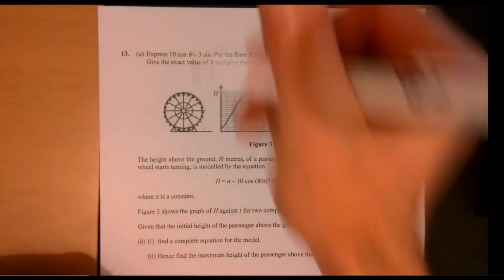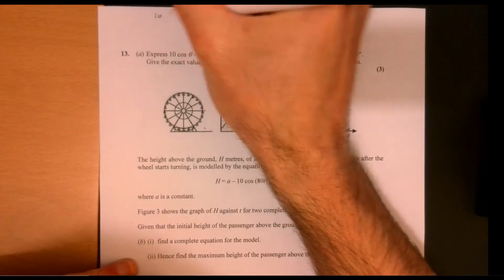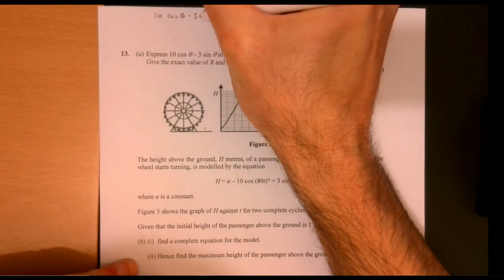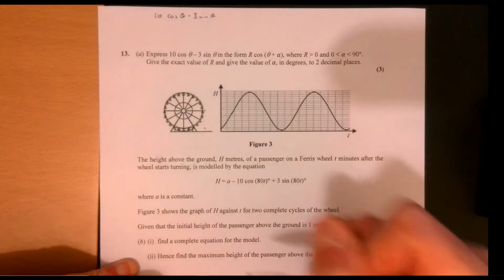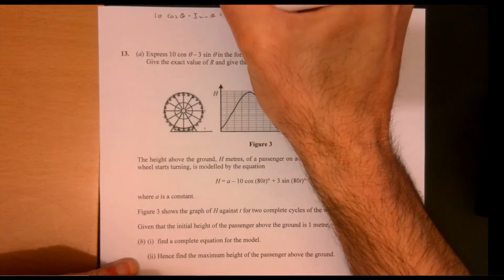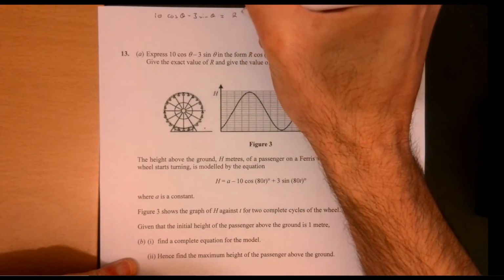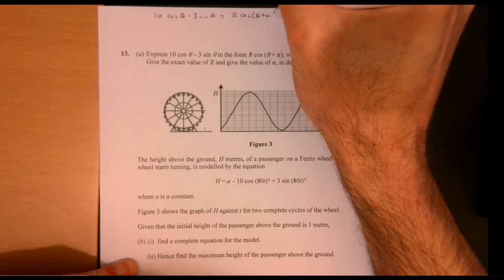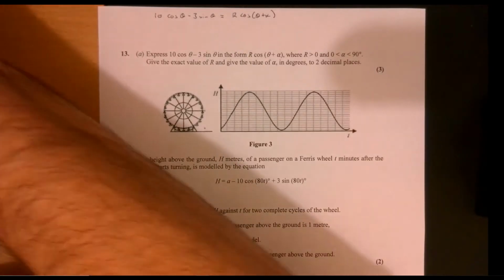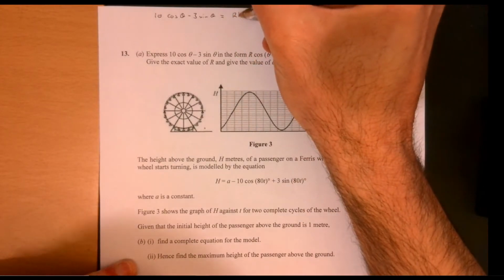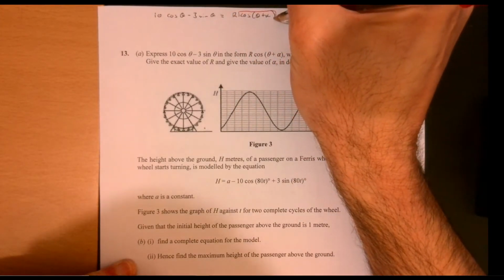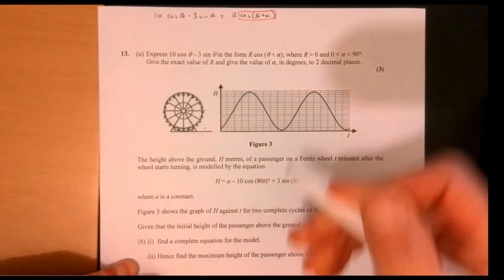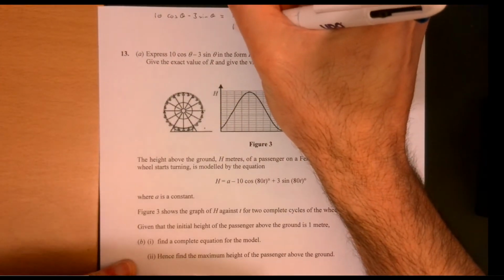Question 13. So we want to write 10 cos theta minus 3 sine theta, and we want to make it look like this: R cos(theta plus alpha). Well, you should recognise this part is in the formulae book. In the formulae book it says A plus B. So let's just write this part out here.